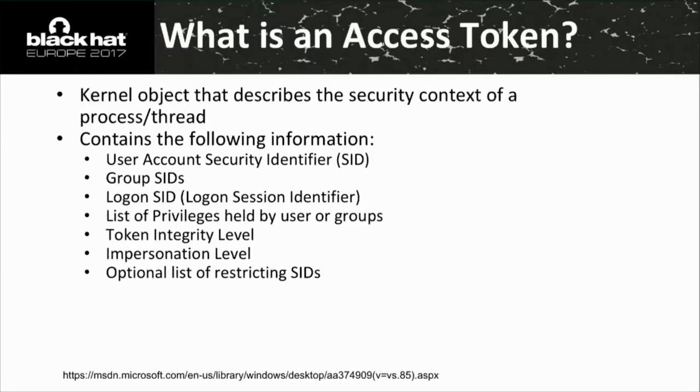Do they have the ability to shut down the computer? Can they perform impersonation? The token integrity level. A lot of times attackers will talk about bypassing UAC, the UAC prompt that pops up and says, do you want to be an administrator? The integrity level is going to basically dictate whether that token has the ability to act on the behalf of an administrator. And then the impersonation level and a list of restricting SIDs.